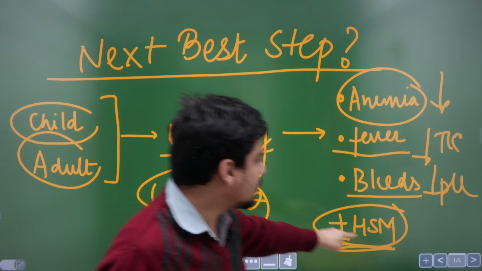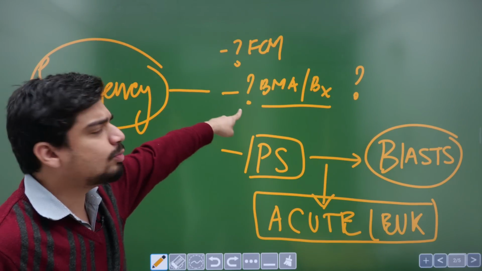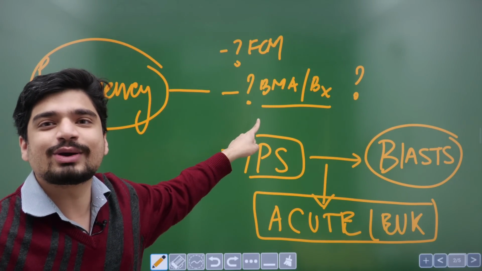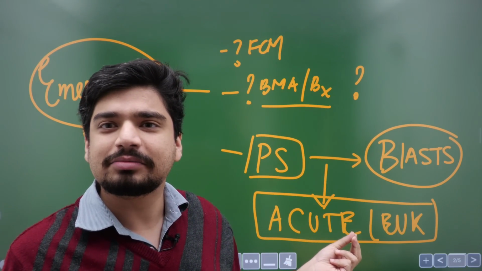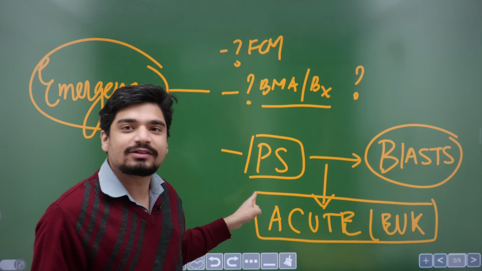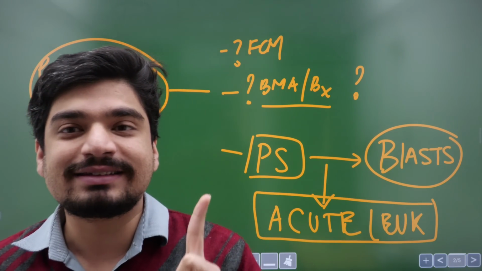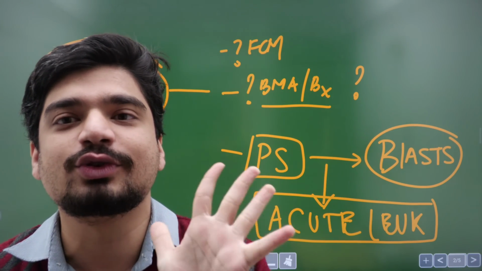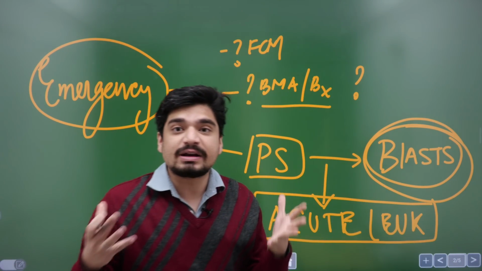Listen to this very carefully. At 12 o'clock in the midnight, can you do bone marrow? Will you do a bone marrow? At 12 o'clock in the midnight, can you do flow cytometry? No, right? But can you do a peripheral smear? Yes. A peripheral smear takes exactly 1 hour: 1 hour for staining the slide and after that 5 minutes for reviewing the slide. And that can immediately tell you whether blasts are present in the peripheral blood or not.